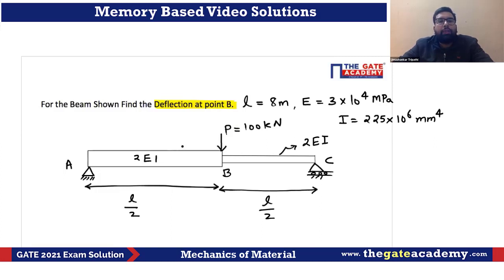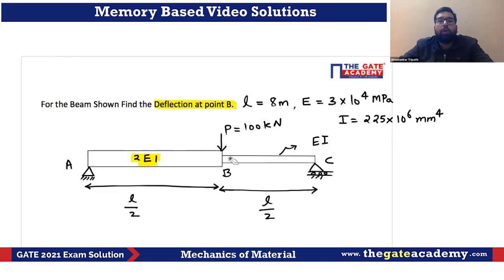How is it different from the previously asked previous year GATE questions? In this question, we can see that our EI is not constant. What is EI? EI is flexural rigidity, as we know. Here it is given to be EI, and here it is given to be 2EI. Getting my point? In this simply supported beam, the EI is not constant. Normally in simply supported beam questions, EI is given to be constant, but here in this question, EI is not constant.